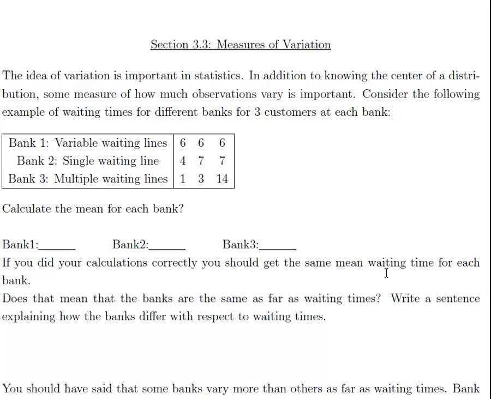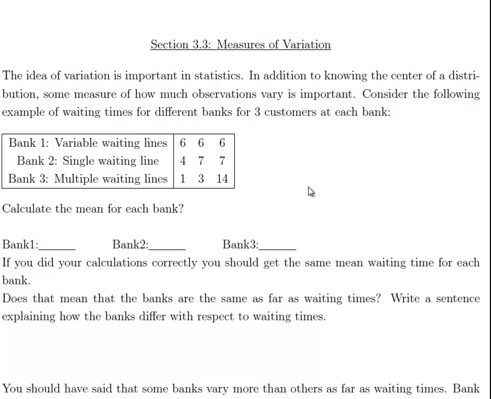All right, we're going to pick up on section 3.3, measures of variation. So we just went through measures of center, and we talked about a couple different ways to describe a measure of center, and then we'll learn in this section how to describe the consistency of the data, and we call that a measure of variation.